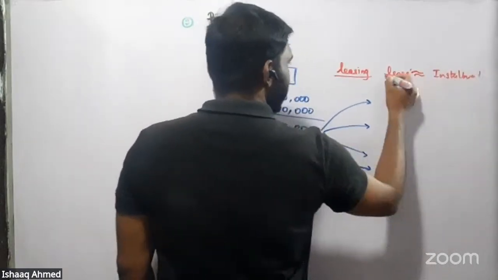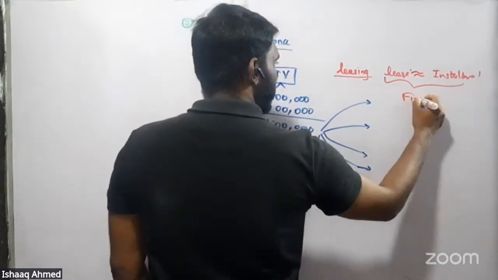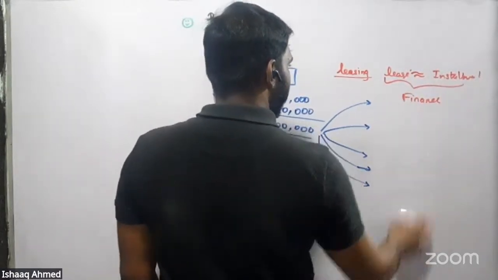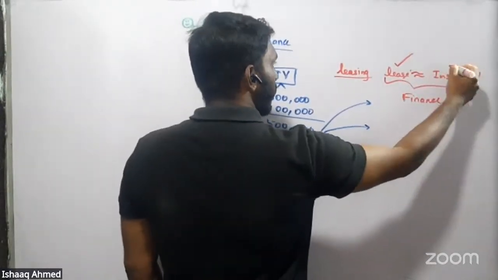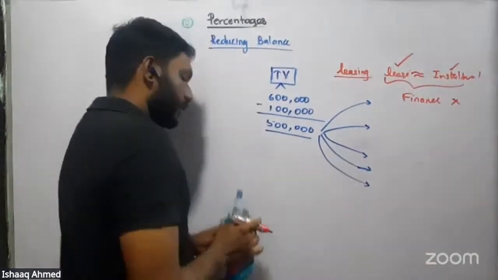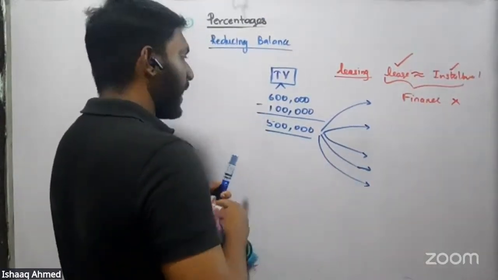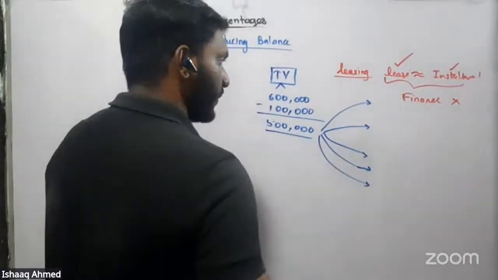People also call this finance. They say, I bought a car in finance. That's a wrong word. You don't use the word finance. You should use lease or installment. So I bought a car on lease. I bought a car on installment. That's the correct way.